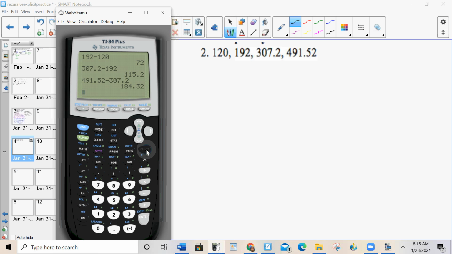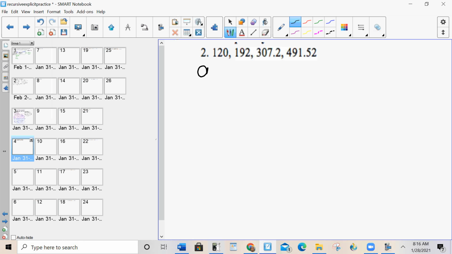So now I'm going to try dividing A2 divided by A1. Dividing A3 by A2. Dividing A4 by A3. Do they divide to the same thing? Yes. So it's geometric. And the common ratio is 1.6.